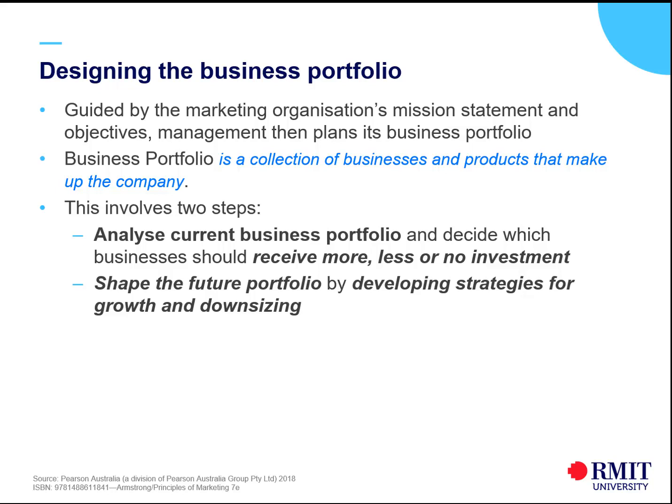Normally, this involves two steps. Firstly, we want to look at analysing the current business portfolio. This is where we'll look to decide which businesses should receive more, less, or no investment. The second step in this process of looking at a business portfolio is to shape the future portfolio. And this might be about developing strategies for growth or even downsizing.